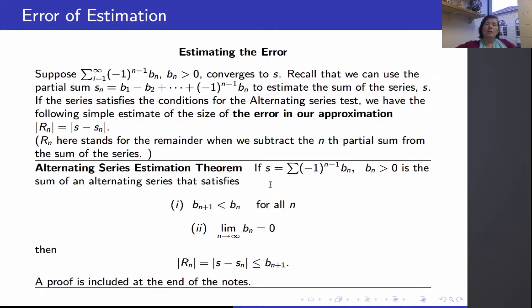If our series satisfies both conditions of the alternating series test, then we know it converges, and also the estimation theorem tells us that the absolute value of this remainder for the nth partial sum, the absolute value of s minus Sn, is less than or equal to the positive part of the n plus 1th term, b sub n plus 1. And you'll find a proof of this at the end of your notes. It's not very difficult. It's something you should certainly read through.